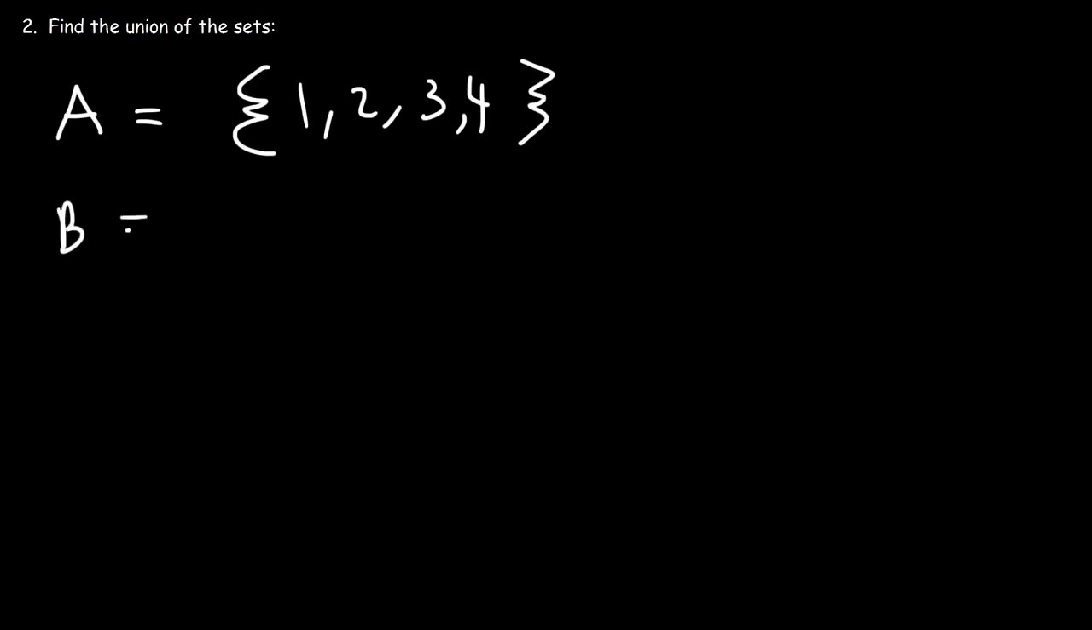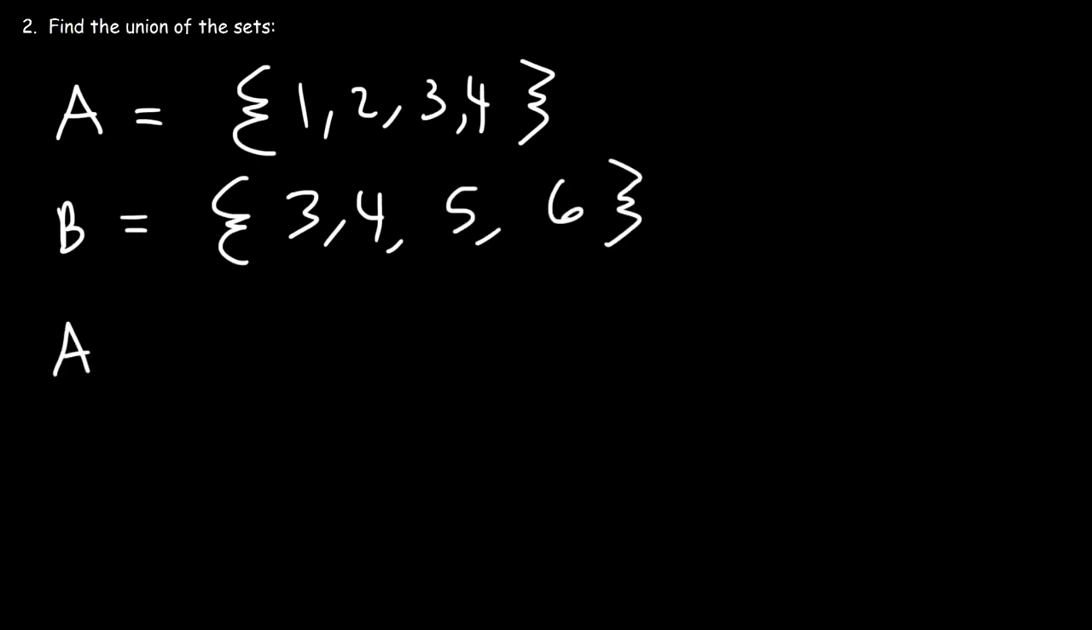Now let's focus on the second type of problem that we need to talk about, and that is to find the union of two sets. So let's say that set A contains the elements 1, 2, 3, and 4. And set B contains the elements 3, 4, 5, and 6. So what is the union of these two sets?